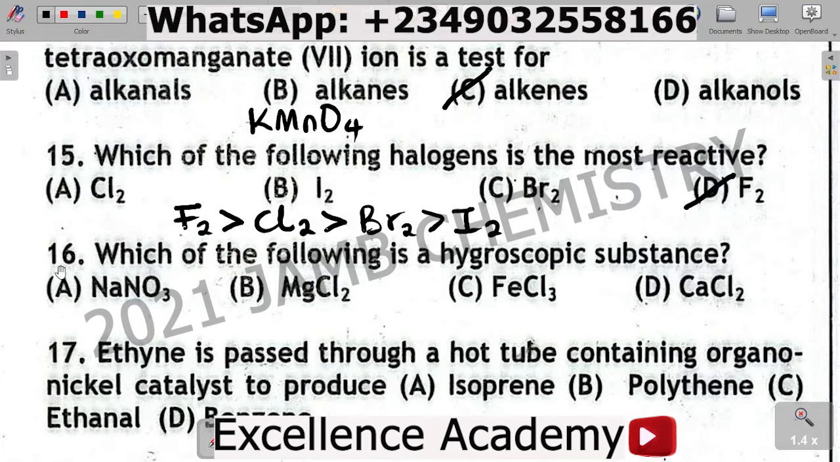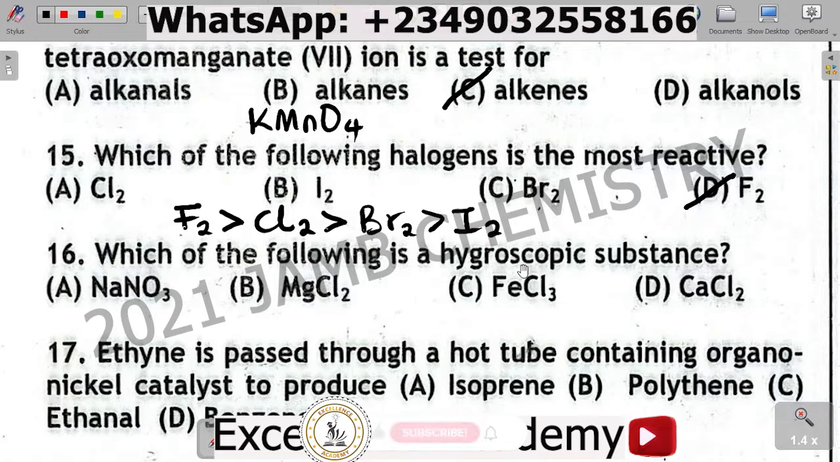Next up, question 16. 16 says, which of the following is a hygroscopic substance? A, sodium trioxonitrate 5. B, magnesium chloride. C, iron 3 chloride. D, calcium chloride. Now, the first thing we want to note here is the meaning of hygroscopic substance.